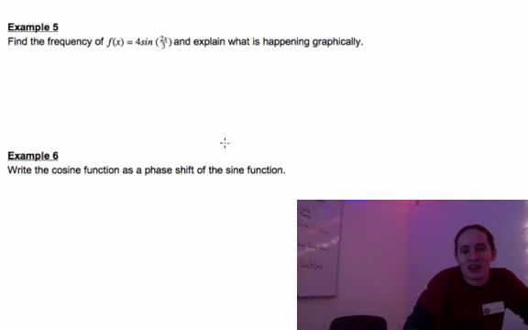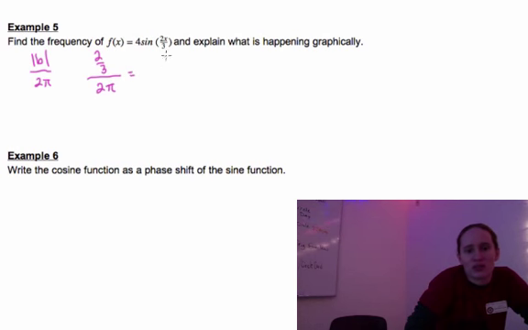All right, example 5. Find the frequency of f of x equals 4 sine of 2/3 x and explain what is happening graphically. So we said frequency, a couple slides ago, was the absolute value of b over 2 pi. And b is this number in front of x, so it's 2/3 on top. Since it's already positive, that absolute value keeps it positive, over 2 pi.